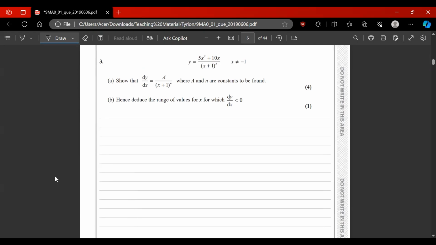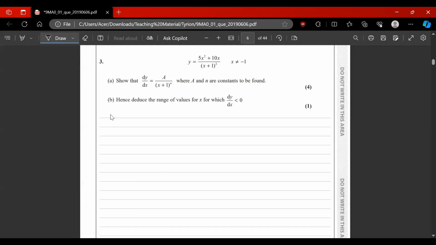Now let's move on to question 3 here. So we are given the function y equals 5x squared plus 10x over (x plus 1) squared. And we are asked to show that dy over dx can be written in the form a over (x plus 1) to the power n, where a and n are constants to be found.